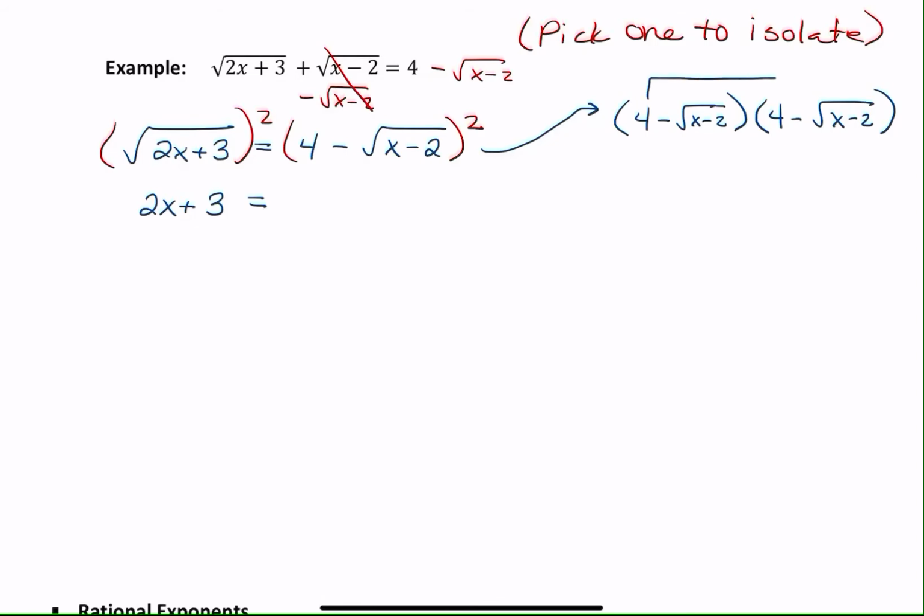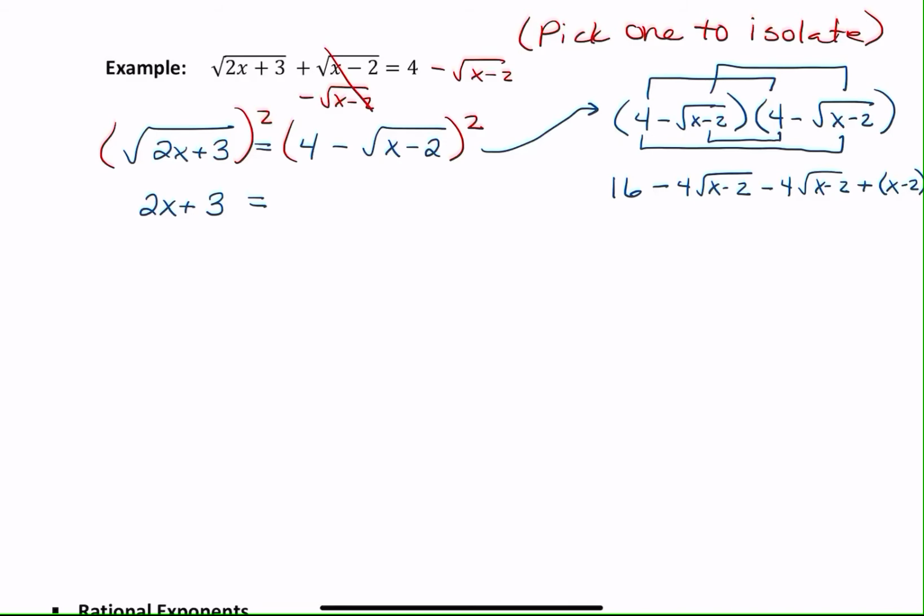When you do the first term, it's 4 times 4 is 16. Outside would be 4 times the negative square root of x minus 2. So I'm going to have negative 4 square root of x minus 2. And then inside, I get the same thing. And then last, it multiplies by itself. So it's a negative times a negative, so it'll give me a positive. And when I multiply a square root by itself, it just gives me what's under the radical.